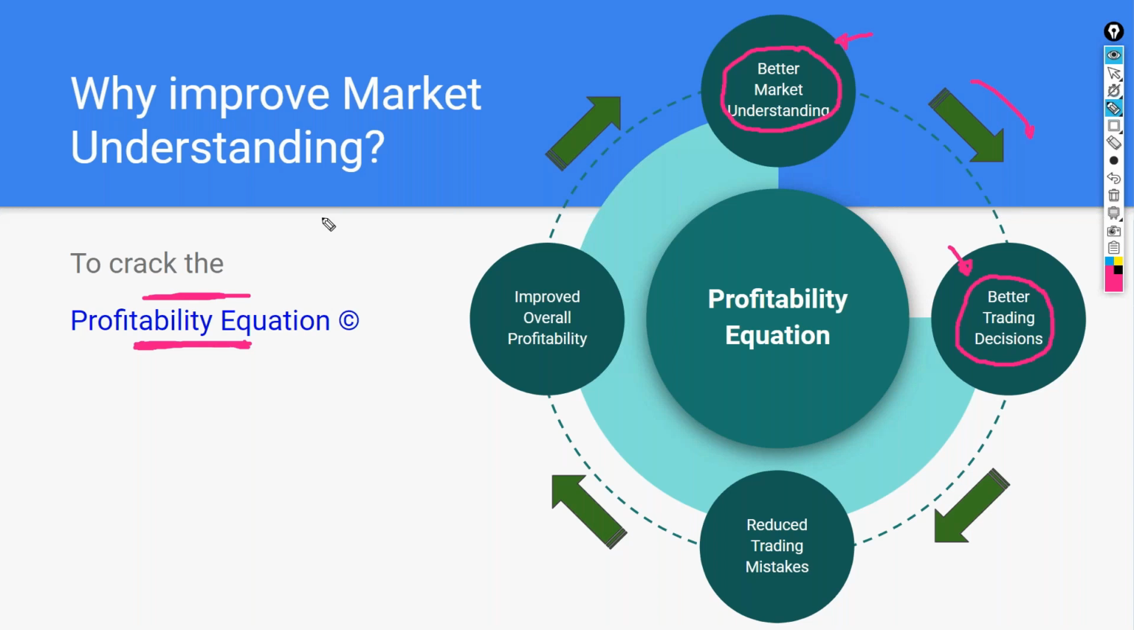But is this market a good market which you should trade? Or within a day, are we at a good time to trade? Is the market development supporting a trade idea? All those things you will be able to do, and all those things are what I'm calling better trading decisions. Once you start making better trading decisions, you will start reducing your trading mistakes.